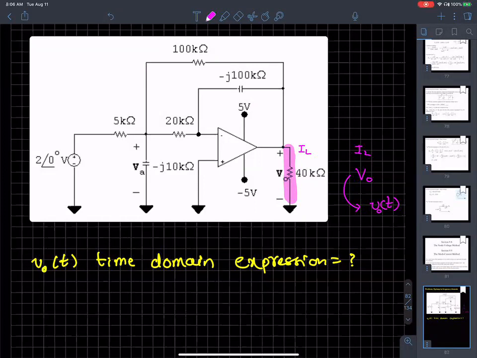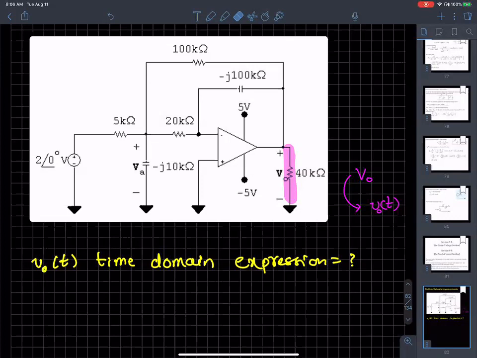And in order to do that, we have to apply the two rules. We may find that if we are smart in applying the two rules, we don't even have to find IL. We can directly find the value of V naught, okay, if we are smart in applying our KVL and KCL rules.